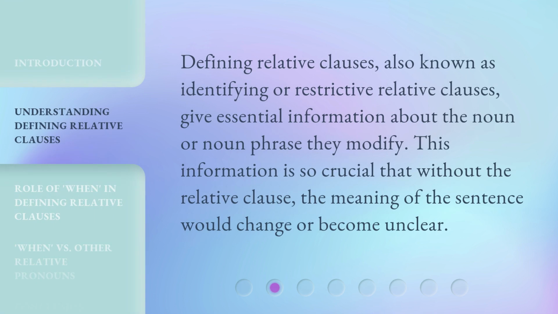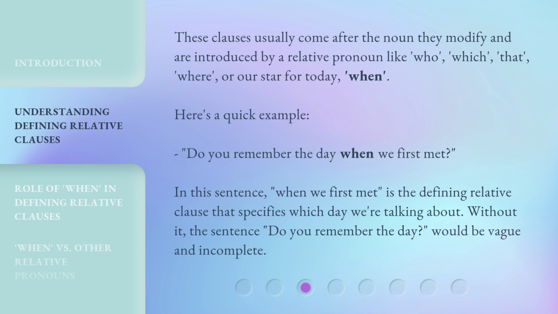Defining relative clauses, also known as identifying or restrictive relative clauses, give essential information about the noun or noun phrase they modify. This information is so crucial that without the relative clause, the meaning of the sentence would change or become unclear. These clauses usually come after the noun they modify and are introduced by a relative pronoun like who, which, that, where, or our star for today, "when".